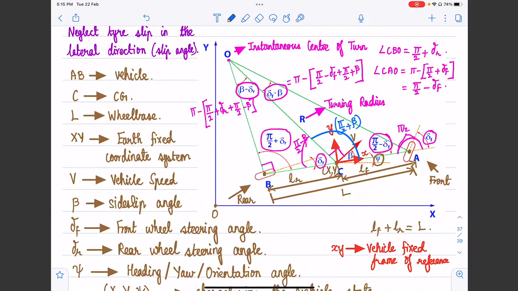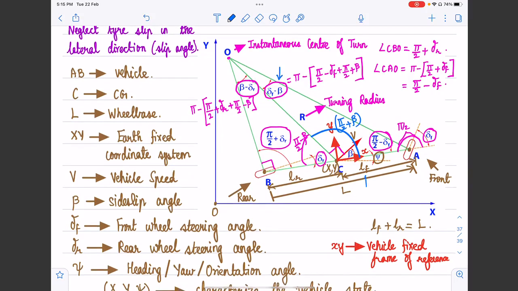The sine rule says that if you consider a triangle, the sine of the angle divided by the length of the opposite side, that ratio will be equal. So you'll have three ratios. We are going to apply it to both triangles OAC and OBC. For example, if we consider triangle OAC, let's say we consider this delta f minus beta. So sine of delta f minus beta divided by LF, because LF is going to be the opposite side, right?